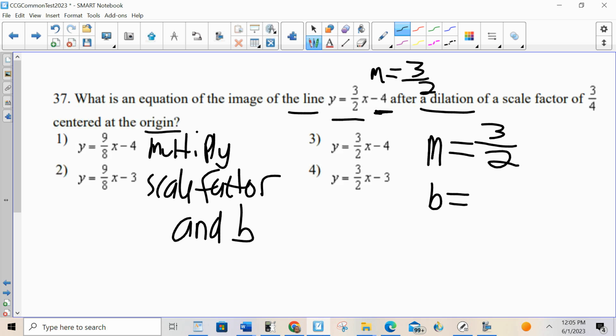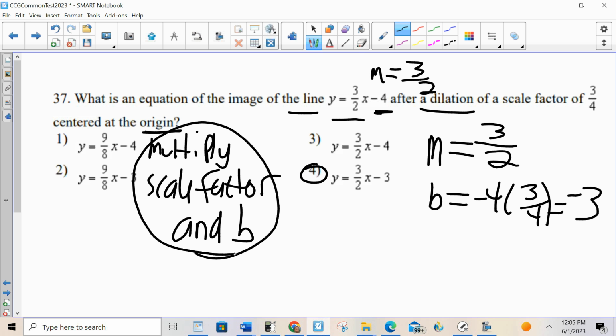So my original b is -4. My scale factor is 3 over 4, so my new b is -3. My m always stays the same. My m is 3 over 2. My b is -3. That's my answer. So if the center of dilation is the origin, I'm multiplying the scale factor in b for my new b, and no matter what, my slope stays the same.